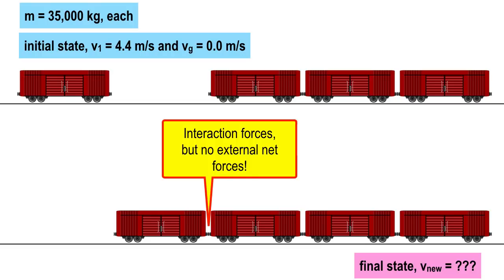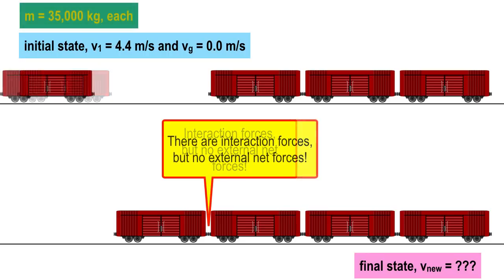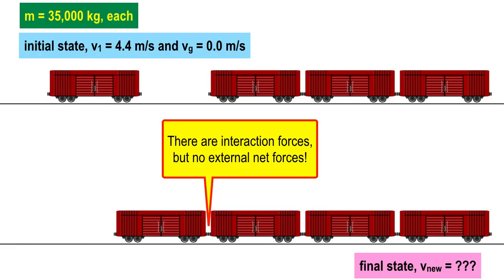How fast are they going? All right, here we go. Let's start with this particular set of facts. Each one is 35,000 kilograms. Now that's going to cancel out in the end, so we don't really have to worry about it that much. But we can write it down. That's about the mass of a fully loaded train car, or a boxcar. So this one's the one that's moving. Give it a velocity vector v1.